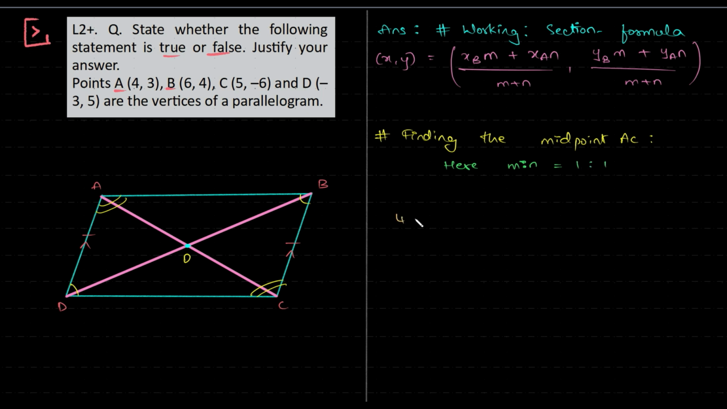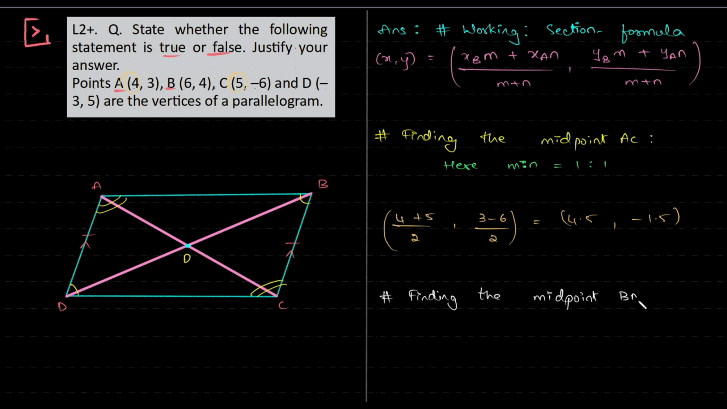So we have (4 plus 5) by 2, right guys? I'm looking at AC, and (3 minus 6) by 2. So this would be equal to 4.5 clearly, and this would be equal to minus 1.5. And then we have finding the midpoint of BD.